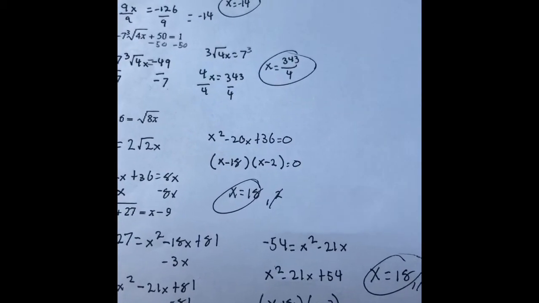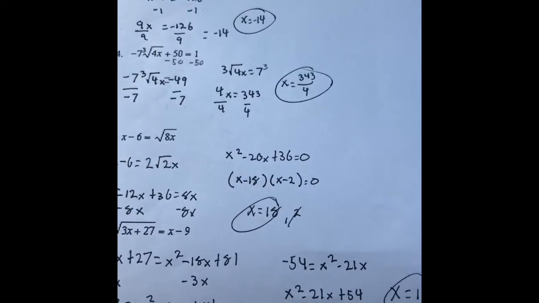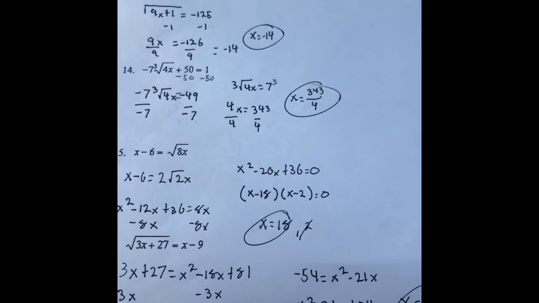Now you can factor. The two answers are x equals 18 and 2, but when you plug these numbers back into the equation, 18 is the only one that works. Therefore, the answer is only x equals 18.